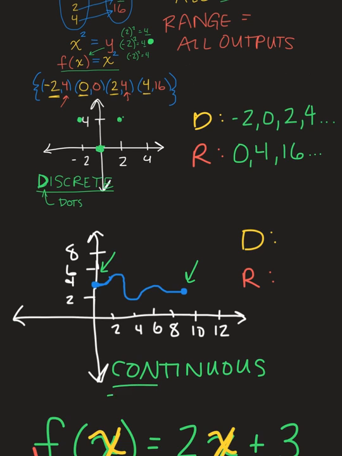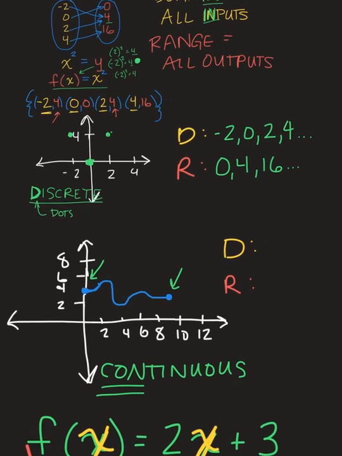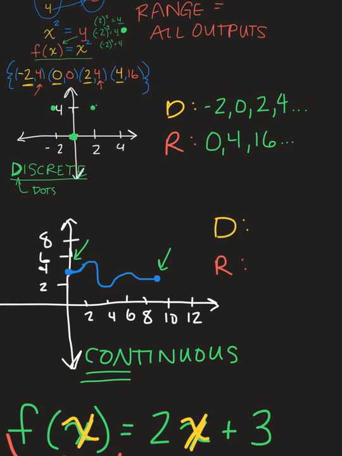So I would remind you, connected means continuous. There aren't any breaks. There aren't separate dots that aren't connected. So my domain on a continuous graph is my least x value to my greatest x value. So it's from left to right. So my x value right here would have to be 0.